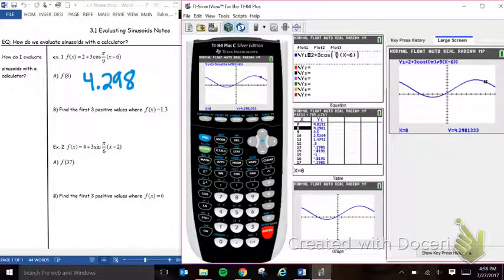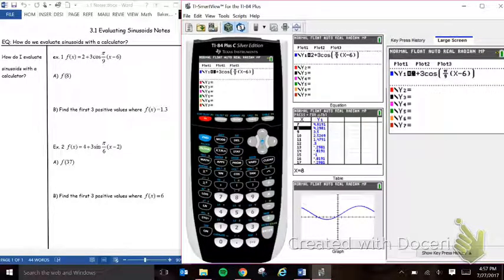All right, the next thing I want to do is find the first three positive values where f of x is equal to 1.3. This time we don't know the x. What we know is that y is equal to 1.3. Again, we're going to use the calculator because it's going to be a little bit simpler. So we're going to go back to our y equals, and I want to know when y is 1.3. So I'm going to go down and make my y2 equal 1.3.